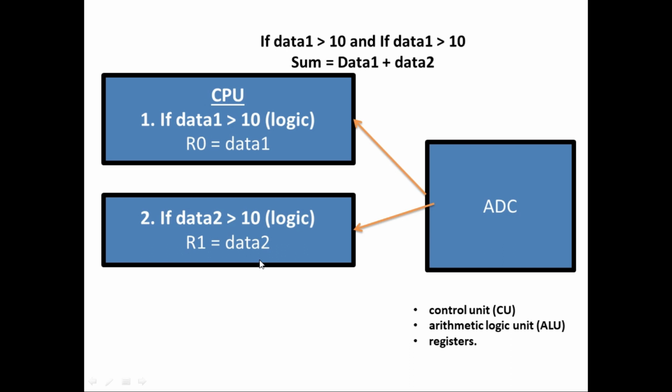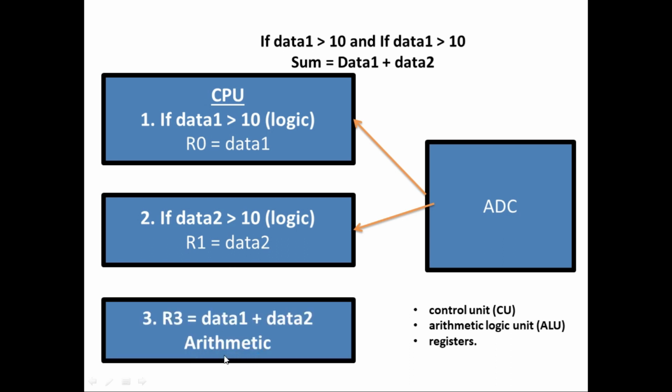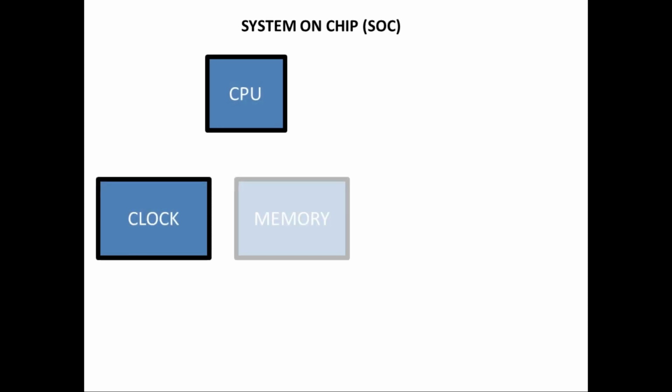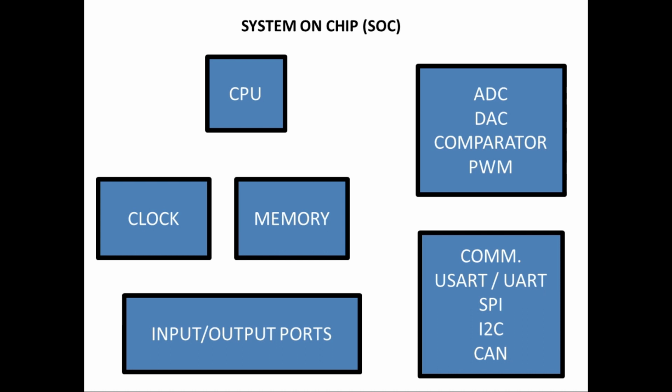Now since the microprocessor unit has both data that are greater than 10, it will engage the arithmetic unit of the ALU and add both data1 and data2, and the result will be stored in another register which goes by the name R3. This R3 will be transferred to a specific location on the memory that is interfaced with our microprocessor unit. So with the help of this example, we have seen how various modules of the microprocessor unit, such as the arithmetic logical unit, register arrays, memory and input and output modules, come together in order to perform a specific task.